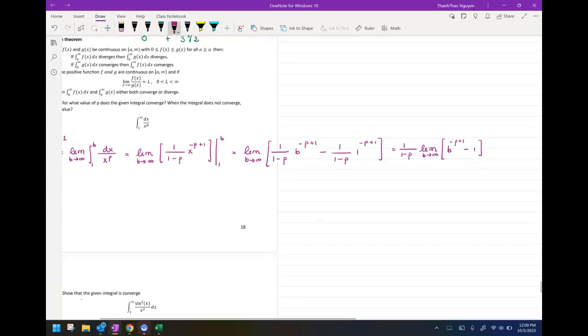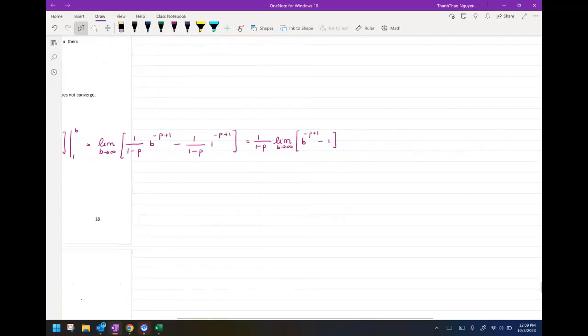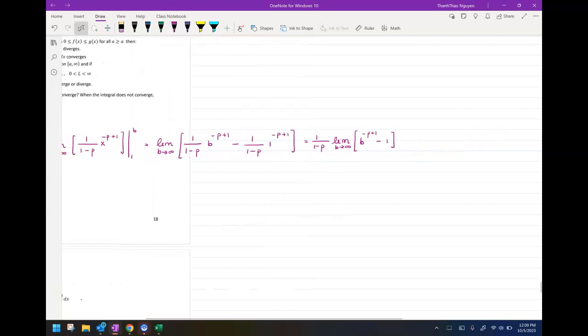So let's see what happens when p is greater than 1. So let's take a look at this case when p is greater than 1.